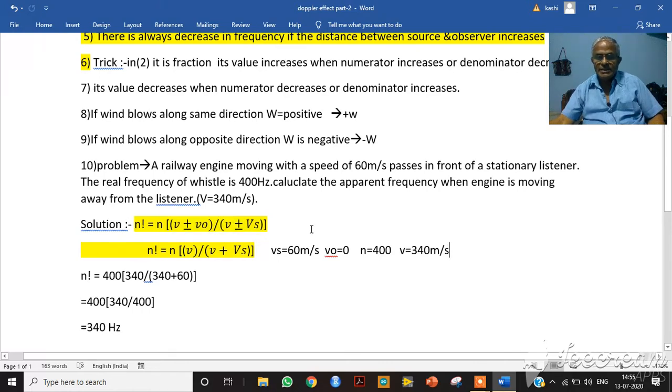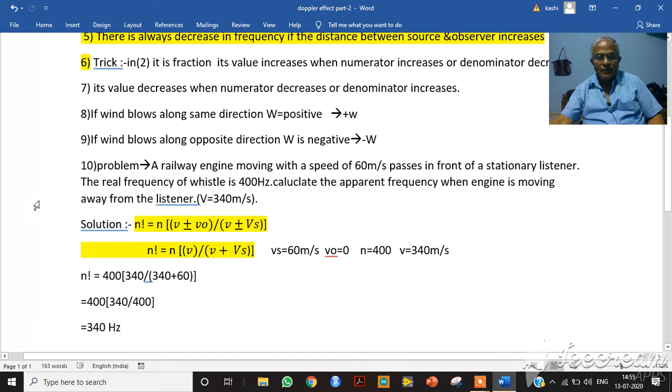Take down the data first. It is given the engine is moving with a speed of 60 meters per second, so Vs is equal to 60 meters per second. The observer is stationary, meaning Vo is equal to 0. And the actual frequency of the whistle is n equals 400. V, the velocity of sound, is 340 meters per second.